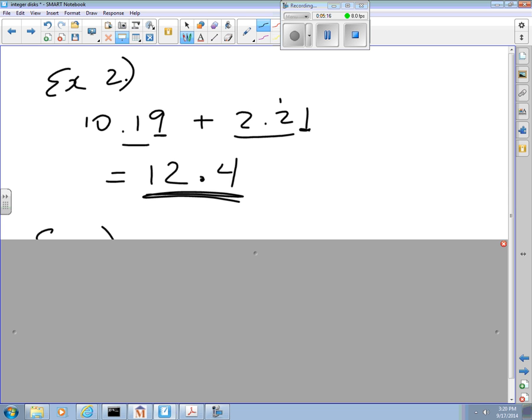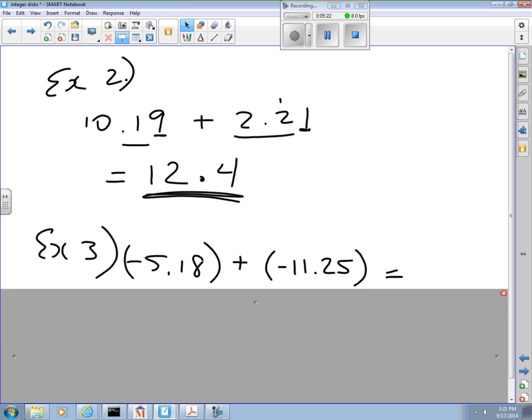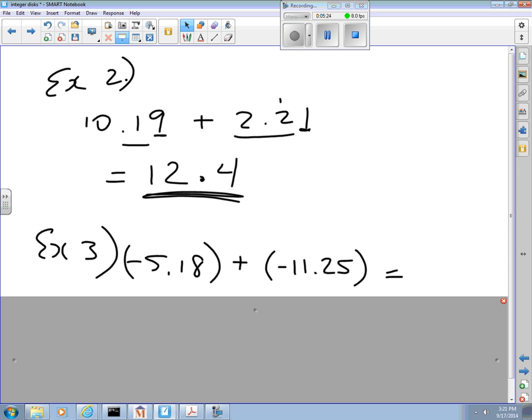So there's the second example. Much easier than the first, isn't it? I didn't have to worry about subtracting. Same thing with example 3. Example 3, what happens when you add a negative to a negative?